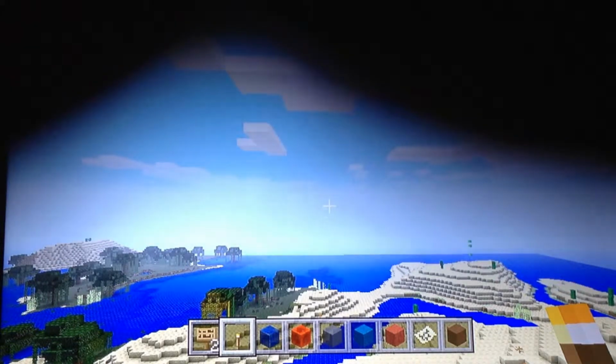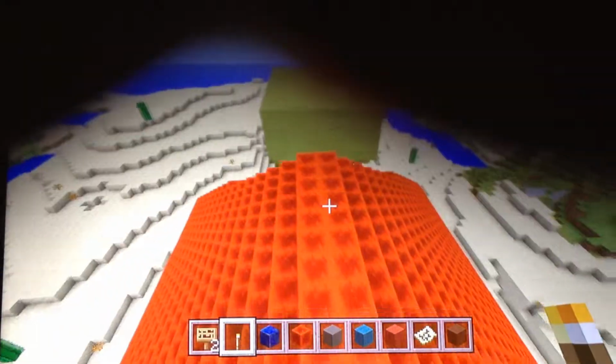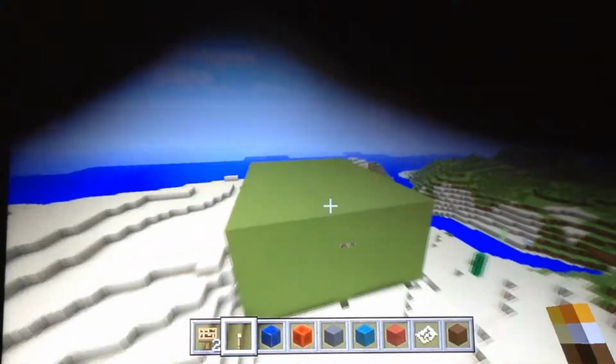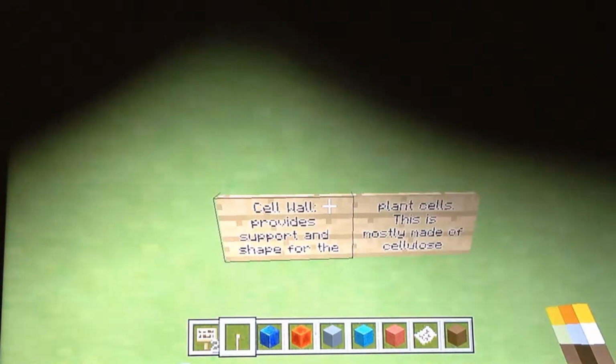Today I'm going to be showing you something that I think is pretty cool that I had built over the past few days. We're going to be looking into the cells today. We're basically going to be looking into the animal cell today, but I added the cell wall of the plant cell because the cell wall is one of the major, very important organelles.